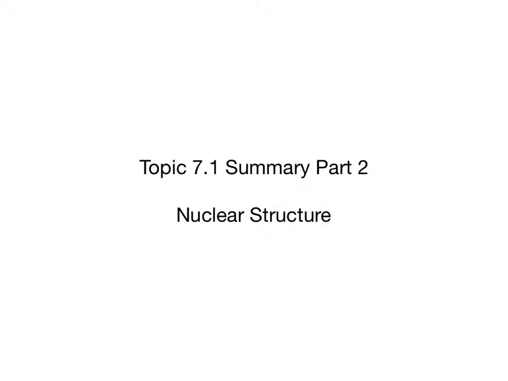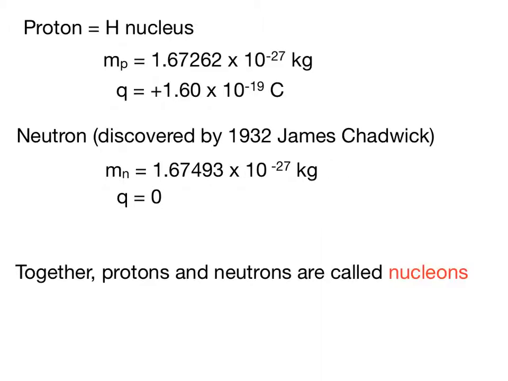Topic 7.1 Summary, Part 2, Nuclear Structure. The nucleus of an atom is composed of protons and neutrons. A proton is the same thing as a hydrogen nucleus.